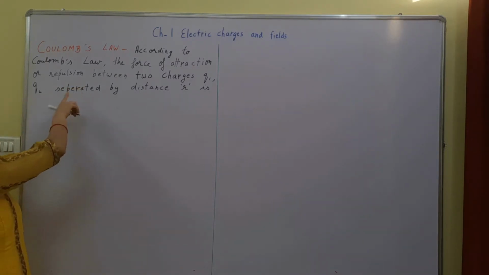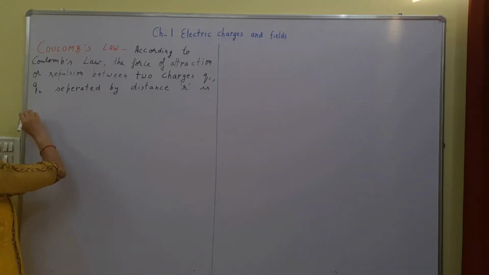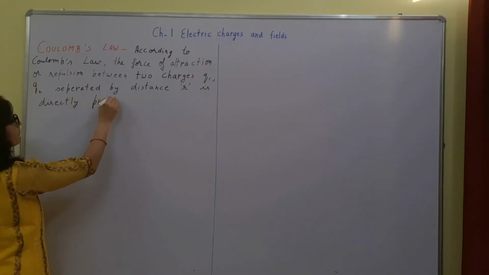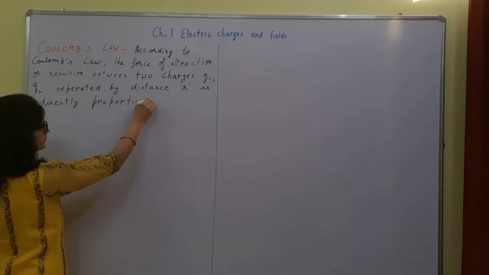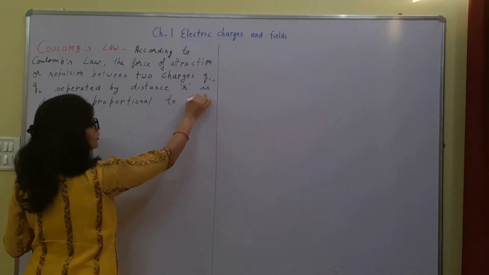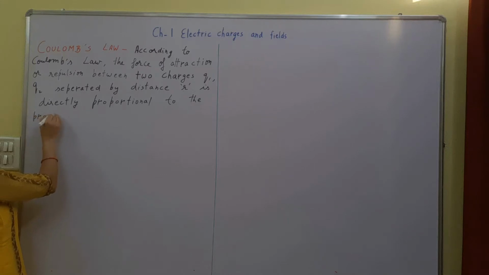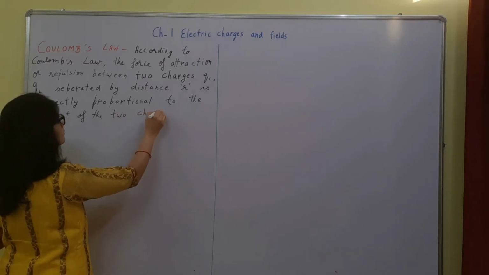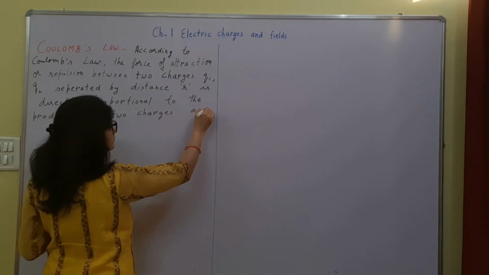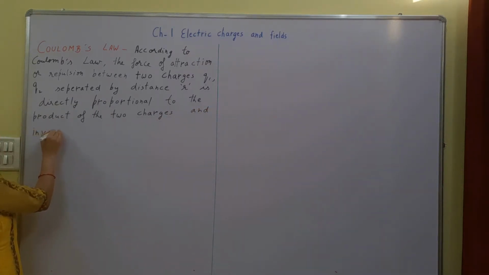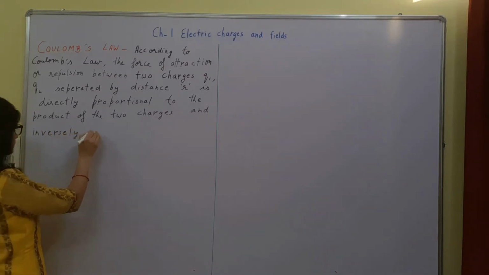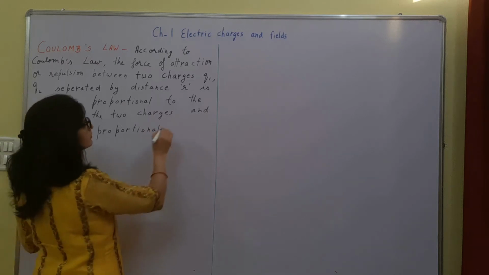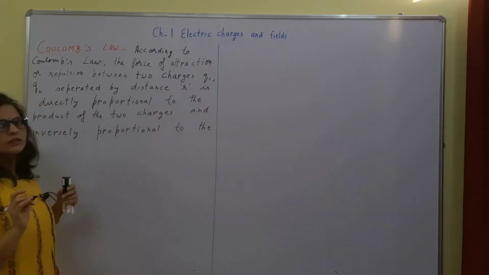this force between two charges Q1 and Q2 separated by distance r is directly proportional to the product of the two charges and inversely proportional to the square of the separation.